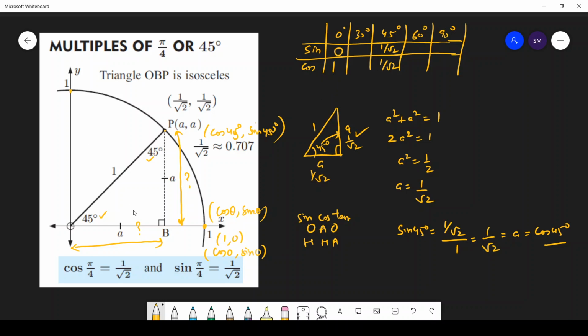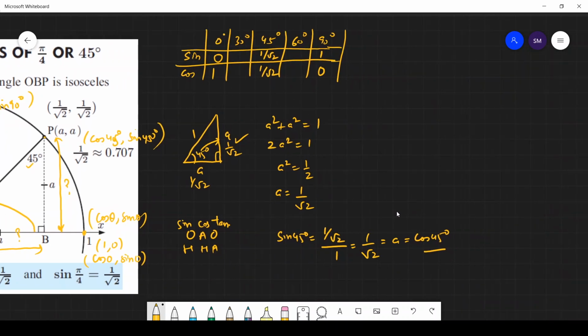What about if this angle is 90 degree? Obviously this side will reach here, so the angle will be 90. So the coordinates of this point are, yes, x is 0 and y is 1. So that's cos 90 degree, sin 90 degree. So cos 90 is 0 and sin 90 is 1. So now we are left with 30 degree and 60 degree.